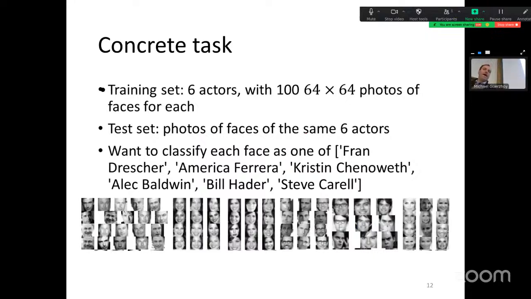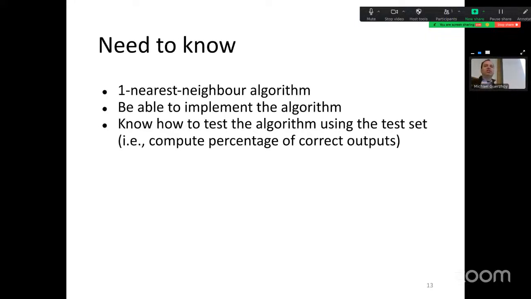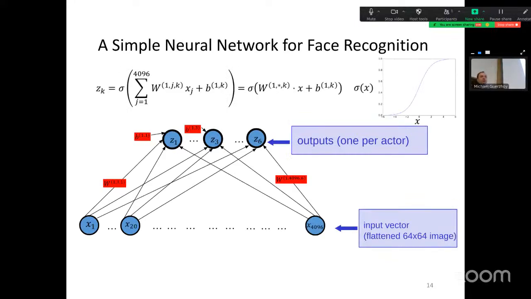So for now, we haven't talked about neural networks. So here is the simplest possible neural network, and we'll talk about how that connects to what we just finished talking about, the one nearest neighbor algorithm.